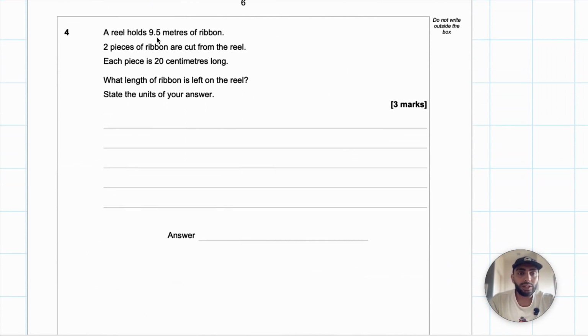Question 4. A reel holds 9.5 meters of ribbon. 2 pieces of ribbon are cut from the reel. Each piece is 20 centimeters long. What length is left on the reel? State the units. So we start off with a 9.5 meter length of ribbon.